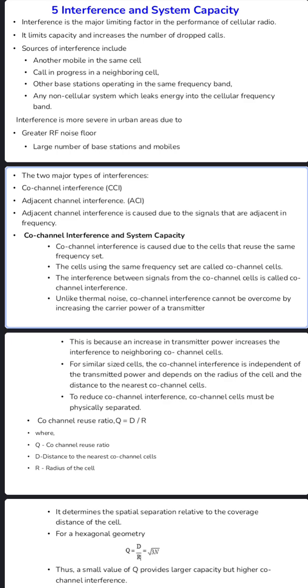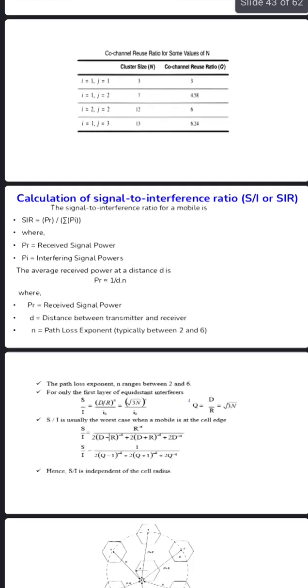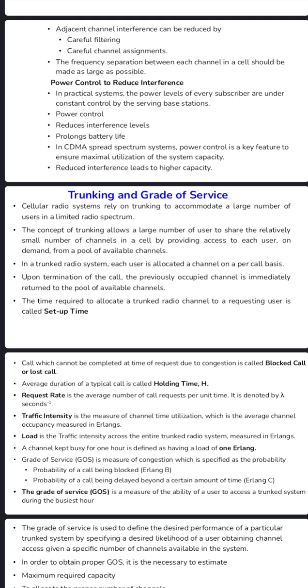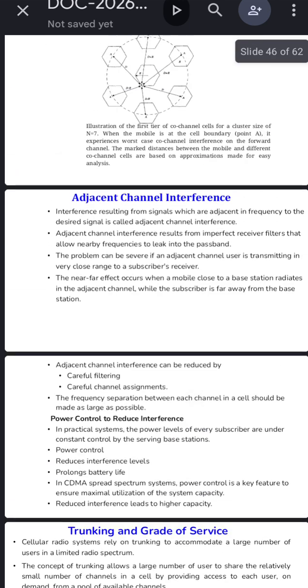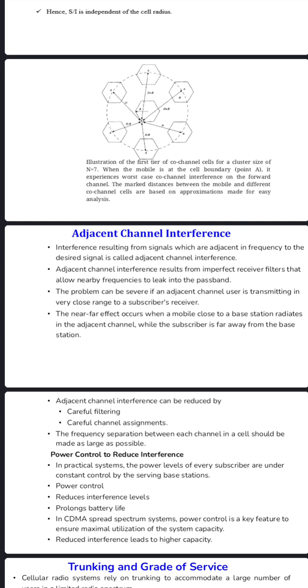Now let us see about system capacity. System capacity is the maximum number of users or calls that a cellular network can support at the same time while maintaining acceptable communication quality.